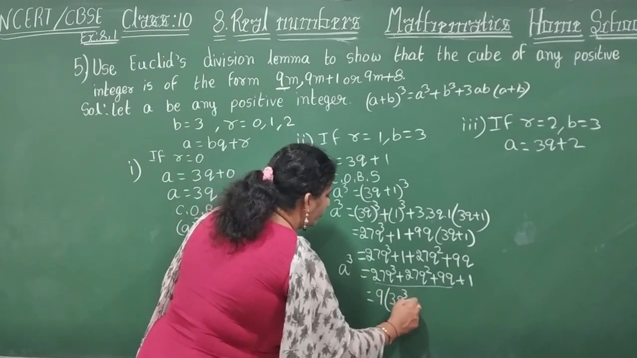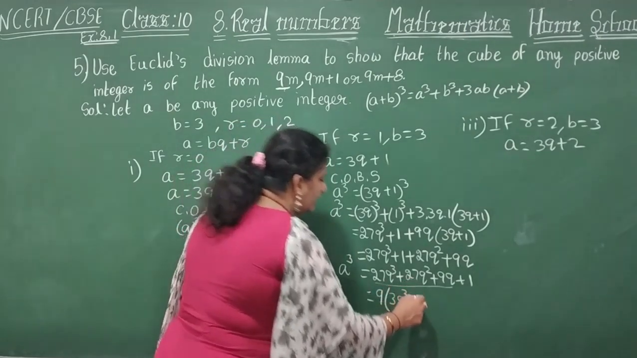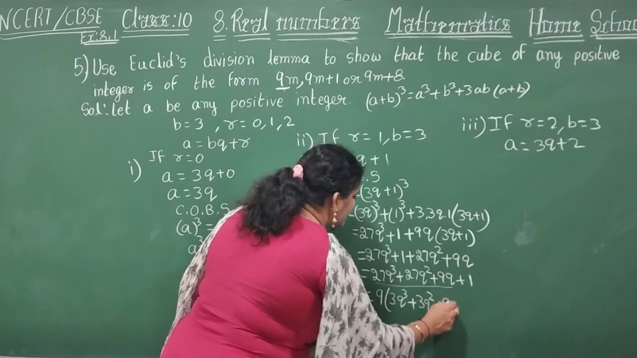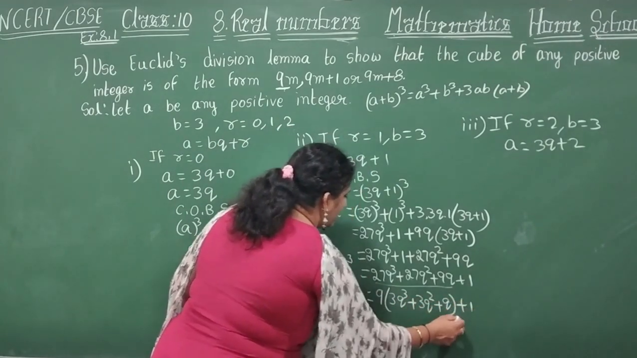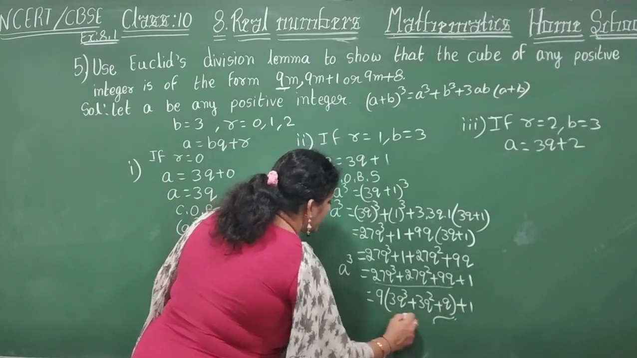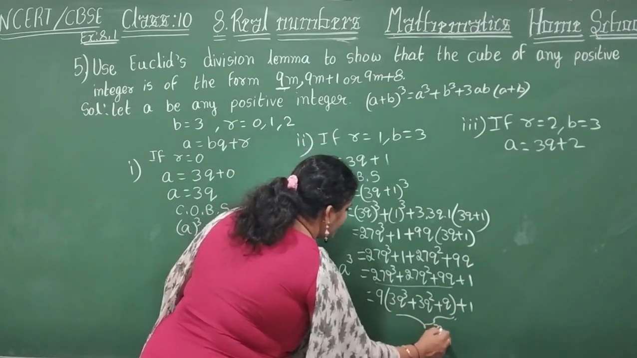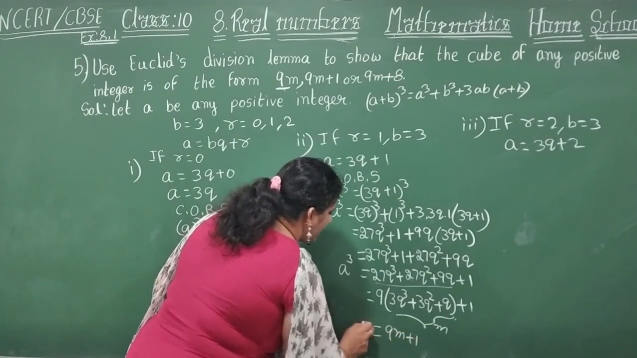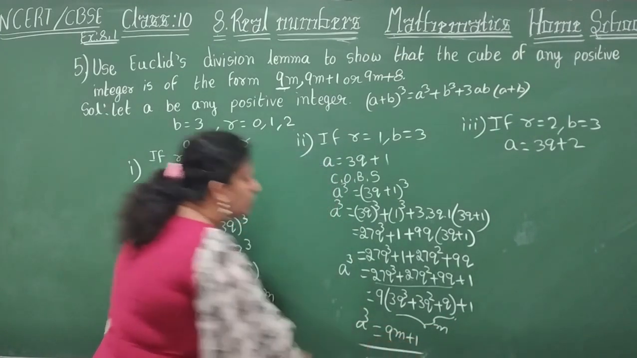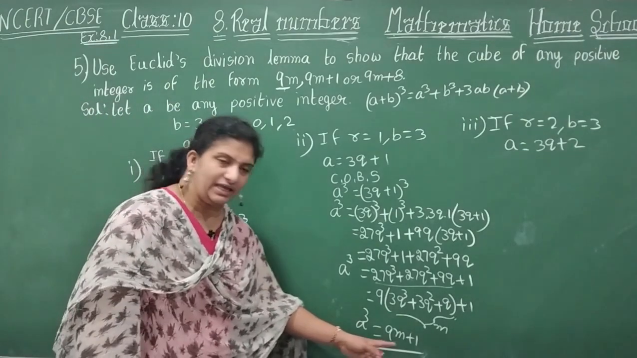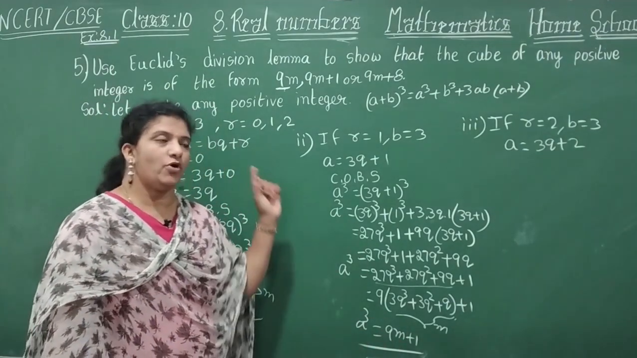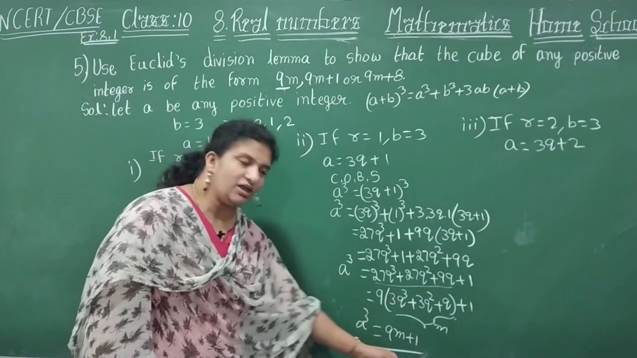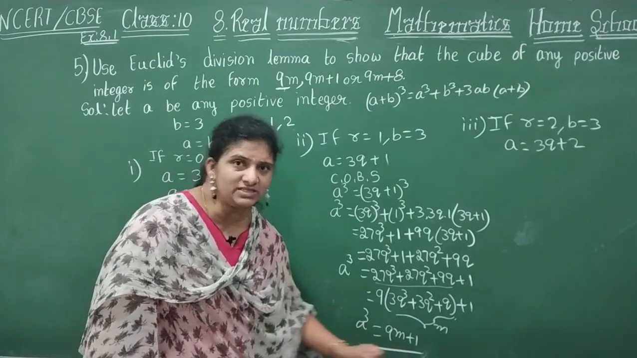3q cube plus, see here, 27 means 3q square plus q plus 1. Now assume this one as m. So what are you going to get here? 9m plus 1. A cube is equal to 9m plus 1. See here, for a positive integer a, its cube is in the form of 9m plus 1.